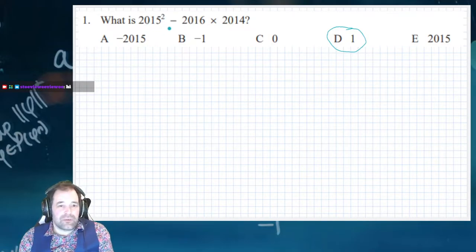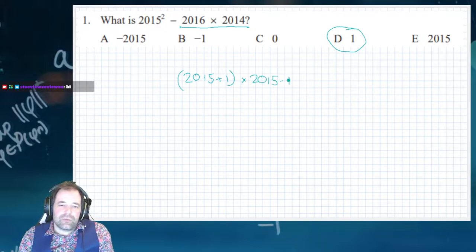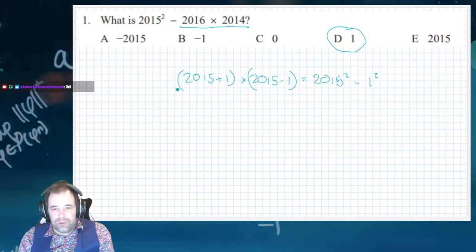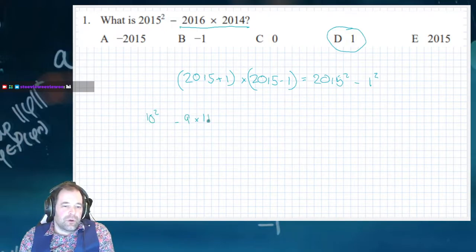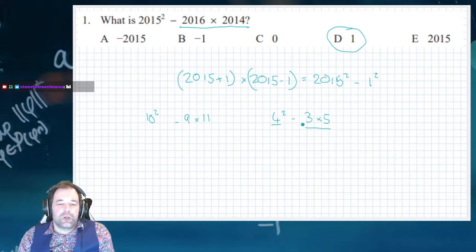You could work out what 2015 squared is, and then 2016 times 2014. Or you could realize that this is a difference of two squares. This is 2015 plus 1 multiplied by 2015 subtract 1, which simplifies to 2015 squared subtract 1 squared. And so this is just going to be this, but 1 smaller. So it's going to be 1 when you take it off it. The other way you can think about it is you could work out 10 squared subtract 9 times 11 and work out that it works the same thing. 10 squared is 100. 9 times 11 is 99. That's 1. And you could do 4 squared subtract 3 times 5. That's 16. That's 15. So you can see it doesn't matter what these numbers are, you're going to get 1 either way.